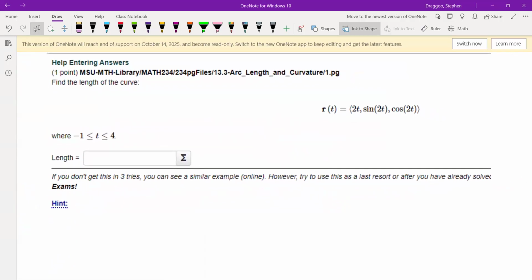But for the last one, just going to work out this arc length problem real quick. So the arc length, I believe this formula is given on the exam. I need the integral from A to B of the magnitude of R prime of T dt.